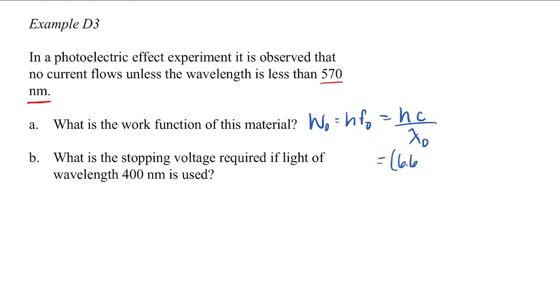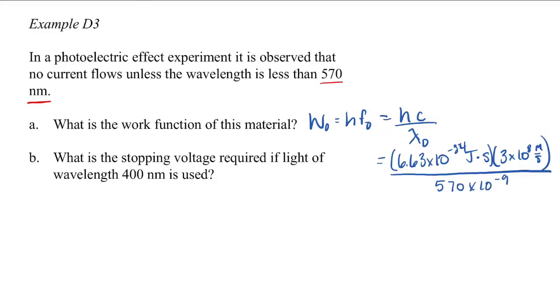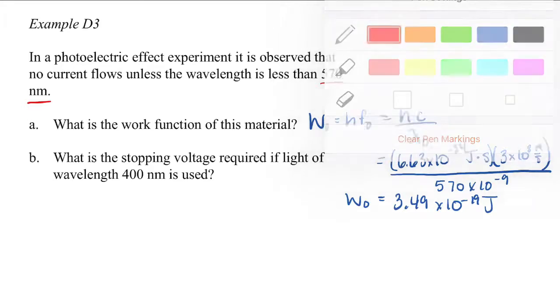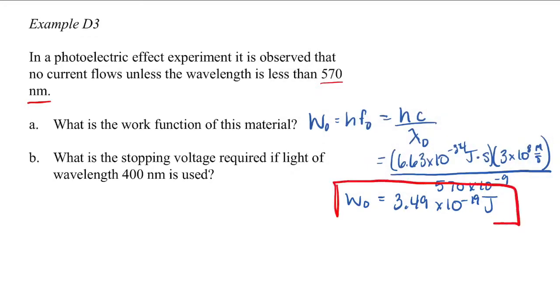Here I'm going to use joules for h. If you don't know when to use joules and when to use eV, if you don't already have eV, you're probably using joules. If you have meters and seconds and all that stuff, you're likely wanting to use joules. Okay, doing that, I get a work function of 3.49 times 10 to the negative 19 joules. And if you need to convert that into electron volts, you can, using the fact that 1.6 times 10 to the negative 19 joules is 1 electron volt. Okay, there's the work function.